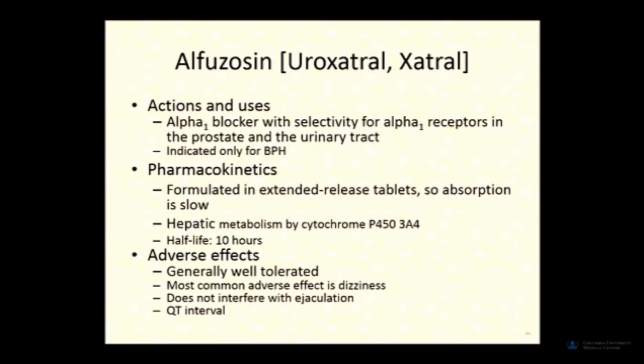Alfuzosin, also only indicated for BPH. Selective at the alpha-1 receptor. It is formulated in extended-release tablets, so absorption can be slow, but it also undergoes hepatic metabolism, and the half-life is 10 hours, which is certainly not as long as some of the longest-acting alpha-1 blockers, but is not as short as the shortest, right?